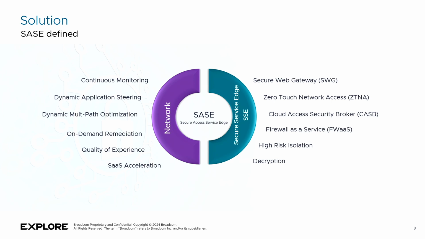They did some load balancing on that firewall within links, and they said, oh, I got SASE. But here's the true meaning of SASE. SASE is composed of two different components. One is the network, and the second part is the SSE component, the secure service edge. On the network side, you need continuous monitoring, dynamic application steering, dynamic multipath optimization, on-demand remediation, quality of service, and SaaS acceleration.